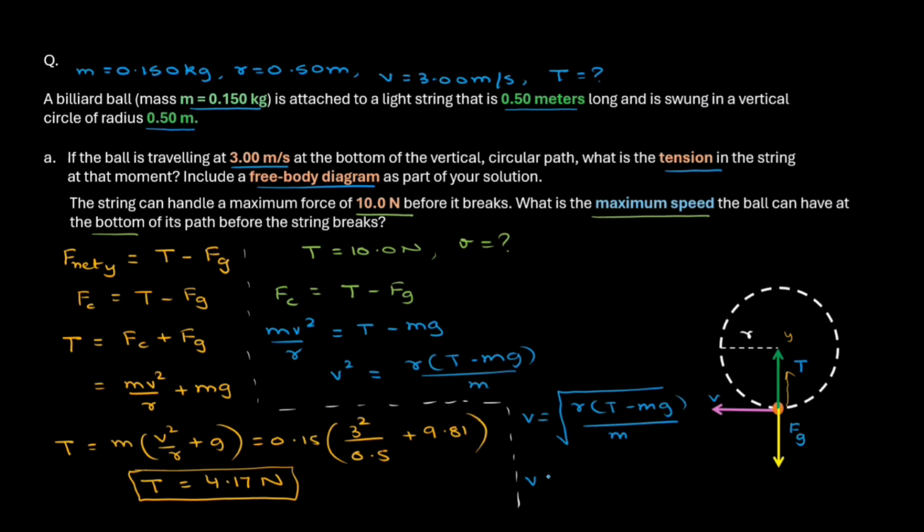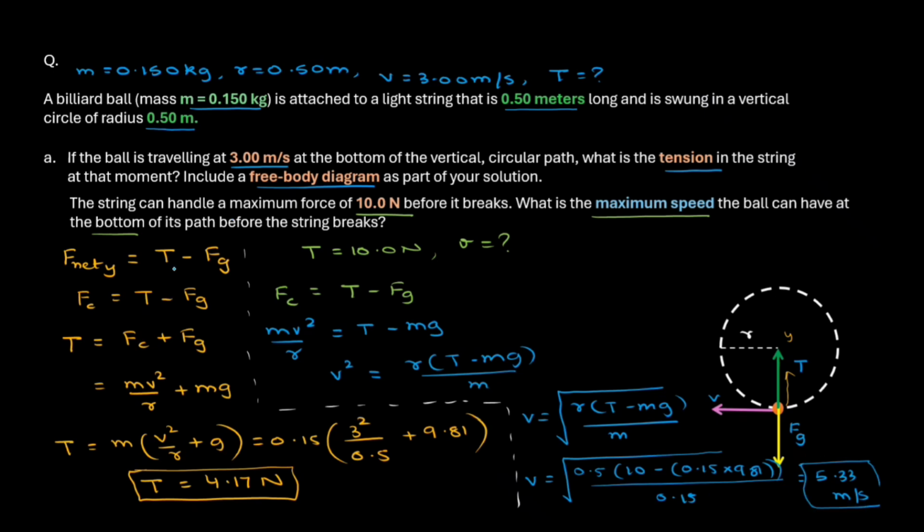Now substitute, v will be equal to the square root of r is 0.5, maximum tension is 10 Newton, minus m is 0.15, g is 9.81, over 0.15. So the maximum speed the ball can have before the string breaks is 5.33 meter per second.